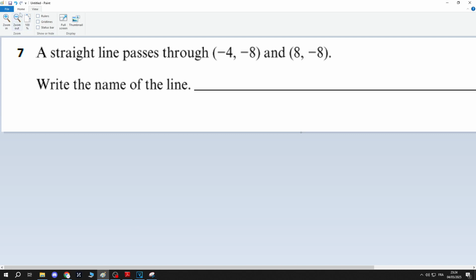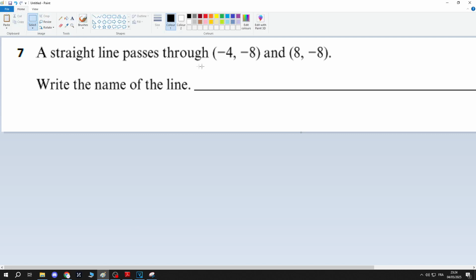Question 7 says, a straight line passes through -4, -8, and 8, -8. Now, these are two coordinates of two points, right? And if you remember what I said, the first number stands for x, and the second number stands for y. Same thing here, first number stands for x, second number stands for y.